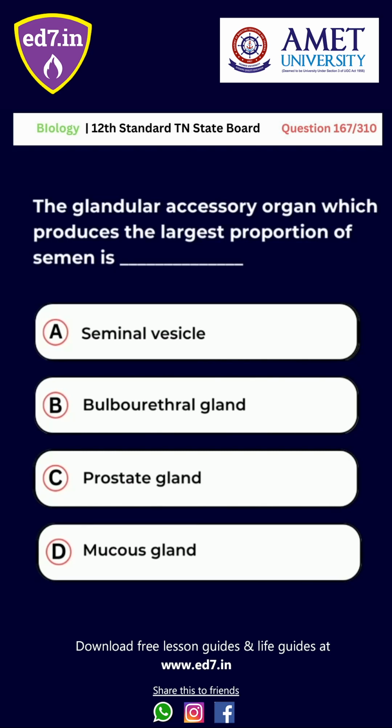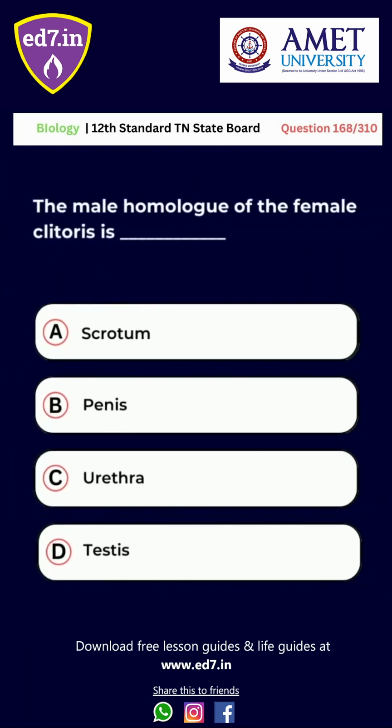Question number 167. The glandular accessory organ which produces the largest proportion of semen is A. Seminal vesicle. B. Bulbourethral gland. C. Prostate gland. D. Mucus gland. And the right answer for this question is option A. Seminal vesicle. Question number 168. The male homologue of the female clitoris is A. Scrotum. B. Penis. C. Urethra. D. Testis. And the right answer for this question is option B.